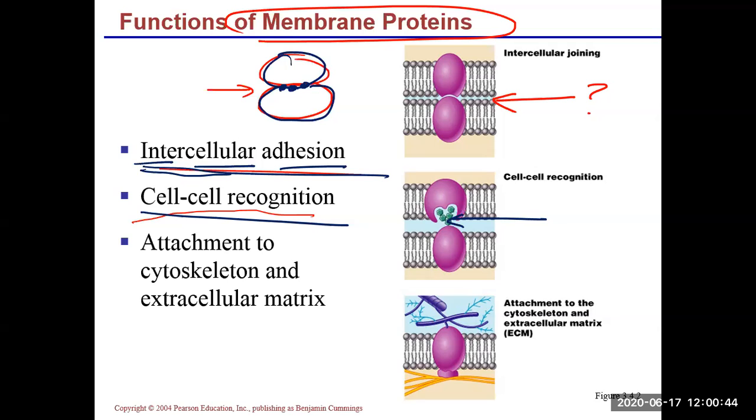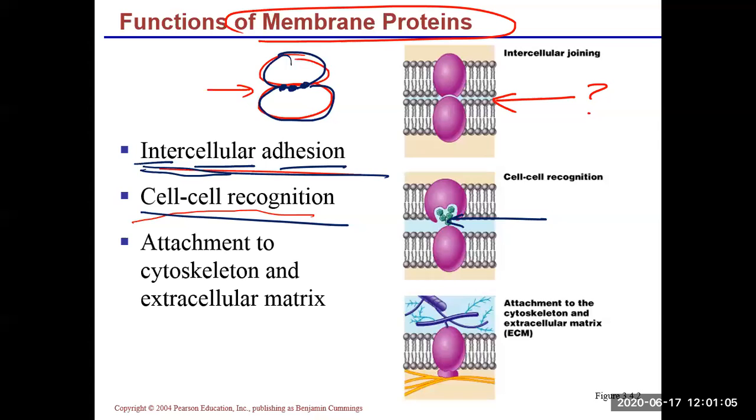Next up, we got attachment to the cytoskeleton. The cytoskeleton is kind of like the frame of a house. So they can attach to it and anchor, providing structural stability for the cell, so the cell doesn't just collapse. So those were the 6 categories of the membrane protein.